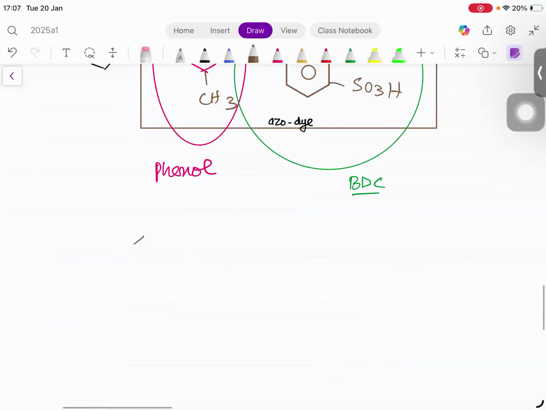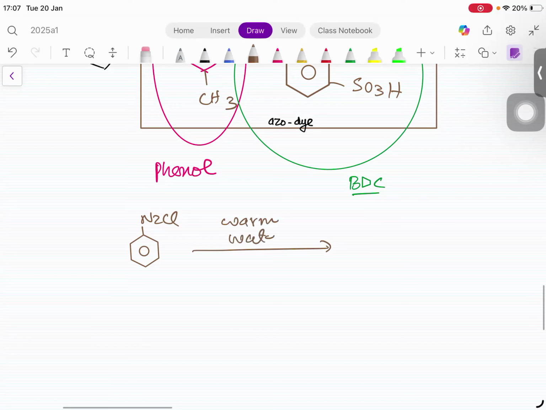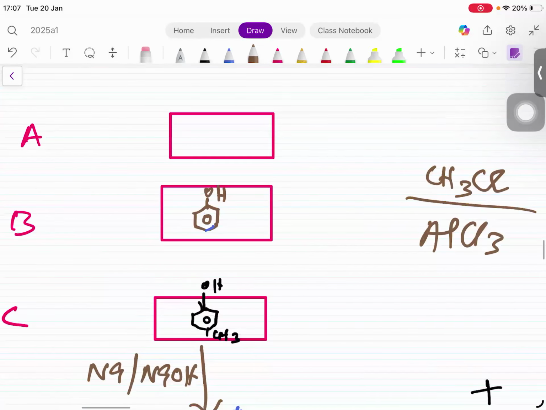Okay, BDC, when added with warm water, gives phenol. There is no mechanism or detail of this reaction. You just have to memorize it. When BDC is added with warm water, it turns into what? Phenol.